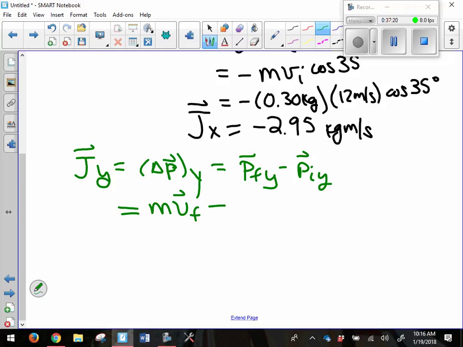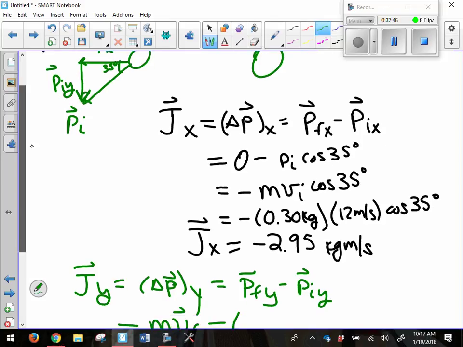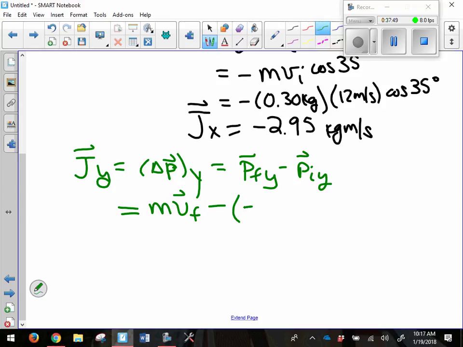All right, so let's be careful here. Because there's an algebraic negative sign. But there's also going to be a negative sign. Because what direction is PIY in? Negative, because it's pointing down. All right? So it's going to be negative MVI sine 35 degrees, no matter how you want to cut it.